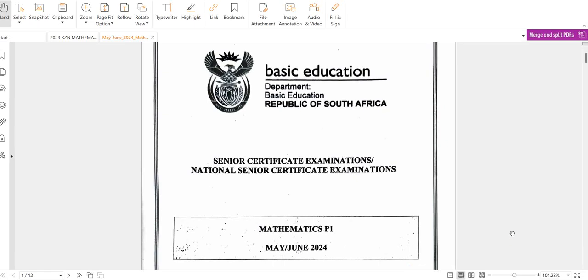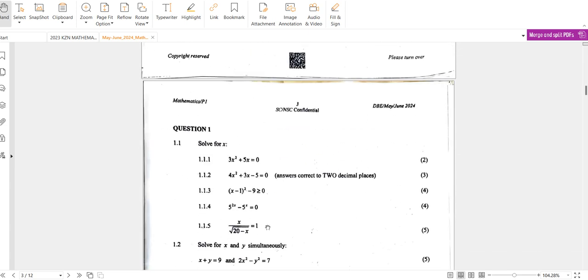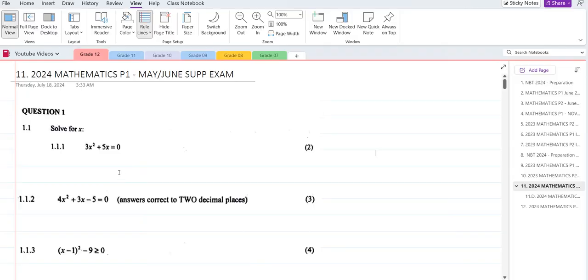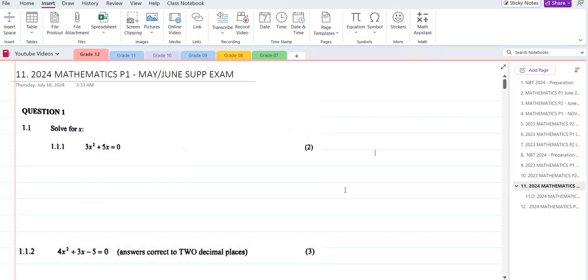In this video we're going to solve the Mathematics Paper 1, May-June 2024, which is the supplementary examination. So let us get straight into this paper. What I've done is I've just cropped all these questions into my notebook and we're going to solve all these questions here. Right? So question 1.1.1 says 3x squared plus 5x is equal to 0.